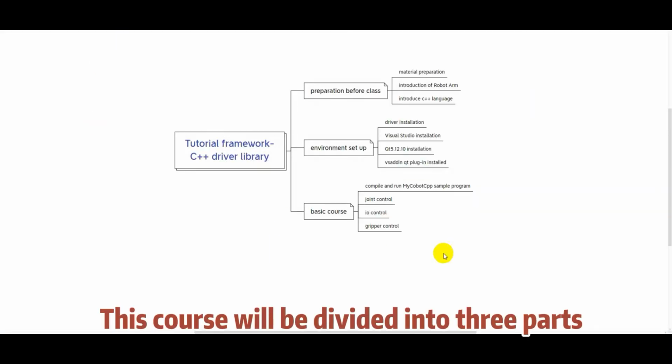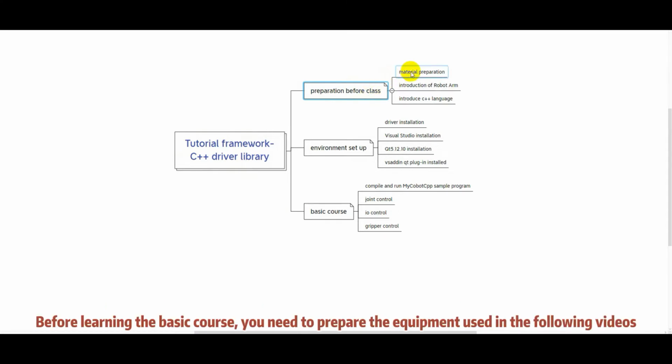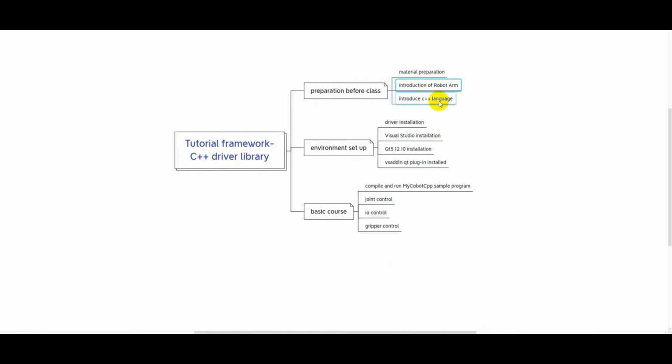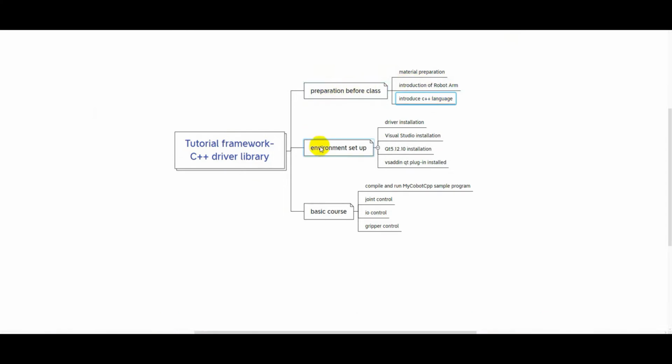This course will be divided into 3 parts. The first part is preparation before class. Before learning the basic course, you need to prepare the equipment used in the following videos and understand the related knowledge of the robotic arm and C++ language.